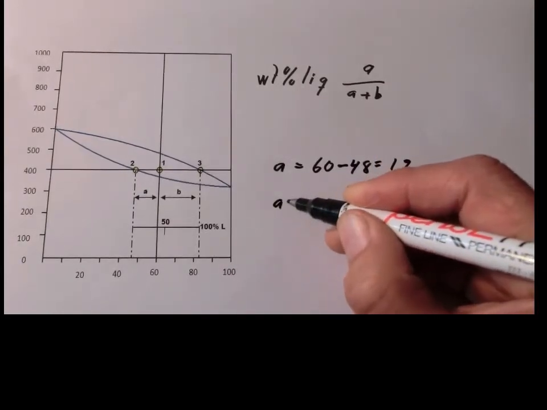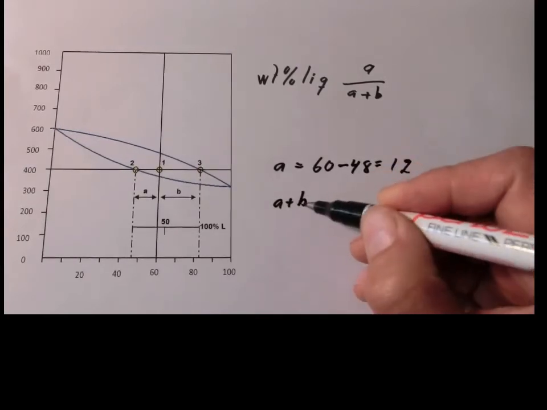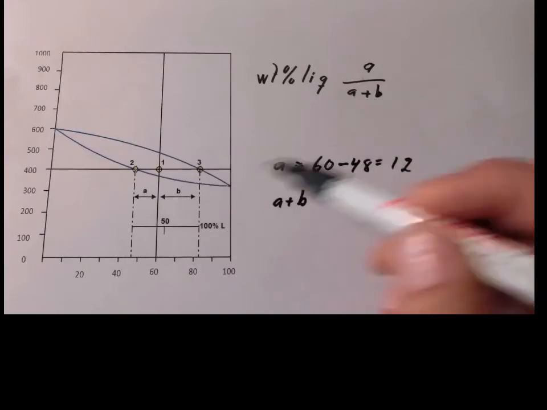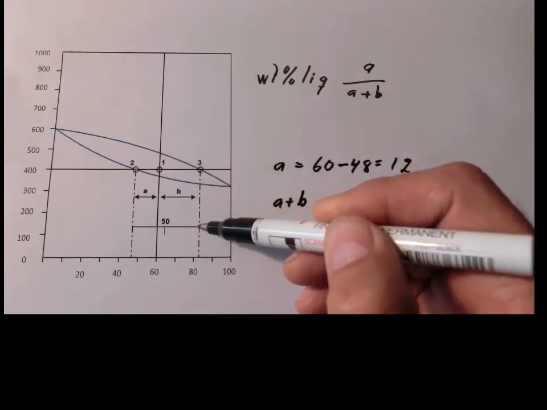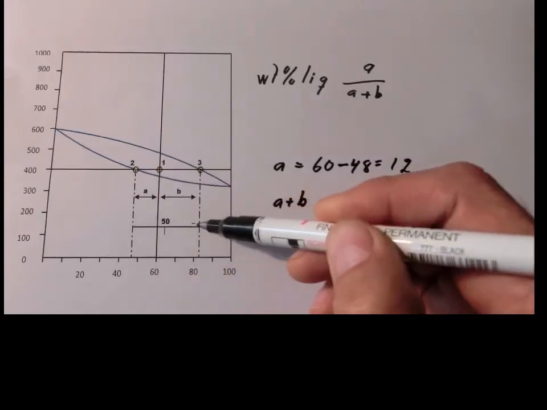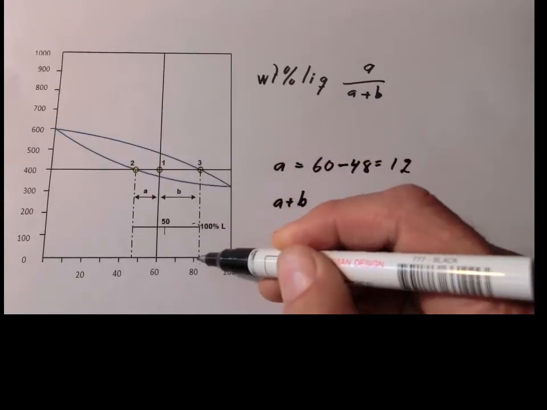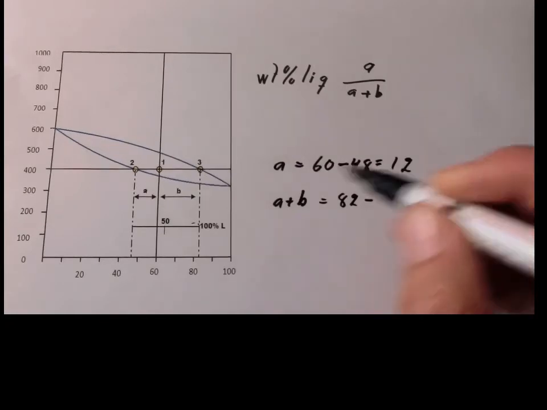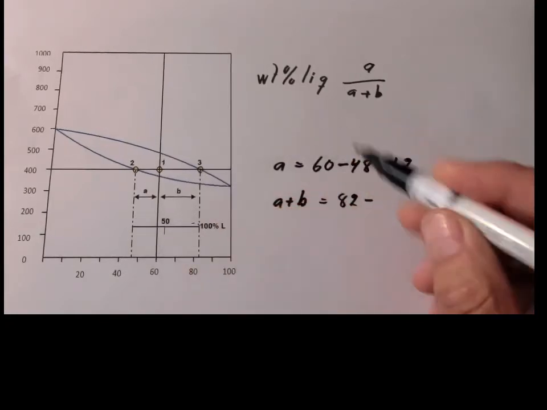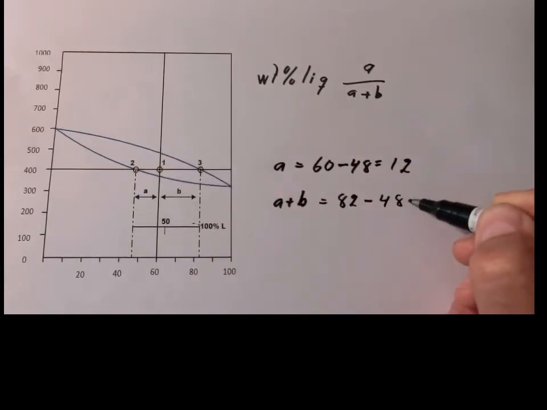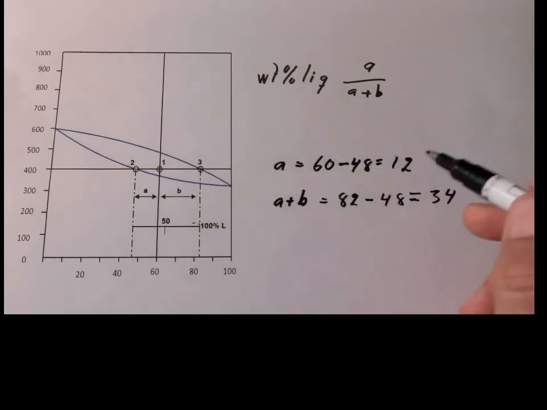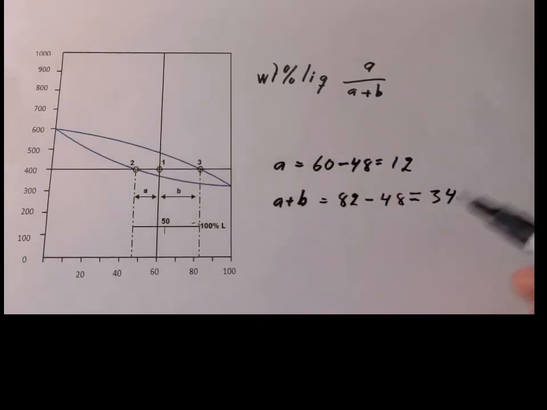and then A plus B. Of course we can also find B, but now if we're going to use A plus B, we only take the whole distance, A plus B, that's this distance. And that means that we go from 82 minus the value here, that is also 48, which means that is 34. So A is 12 and A plus B is 34.